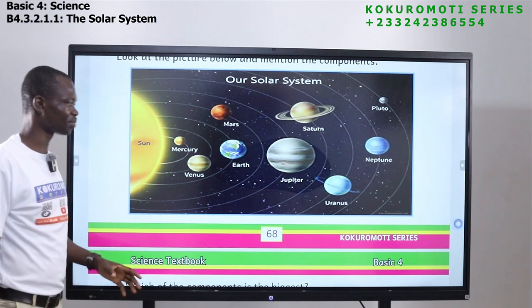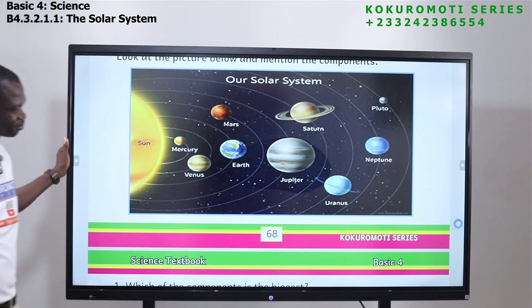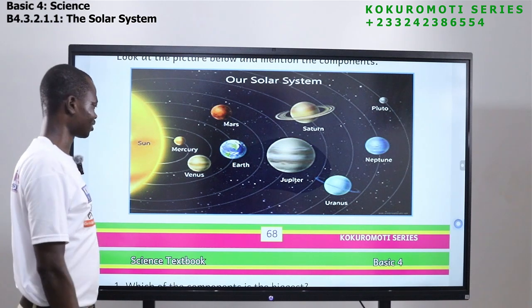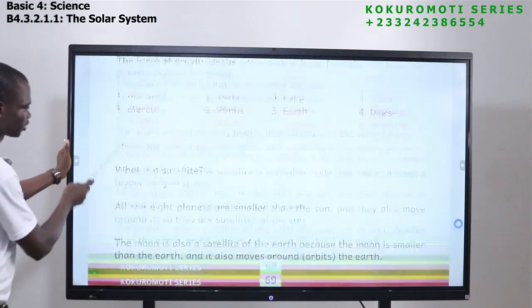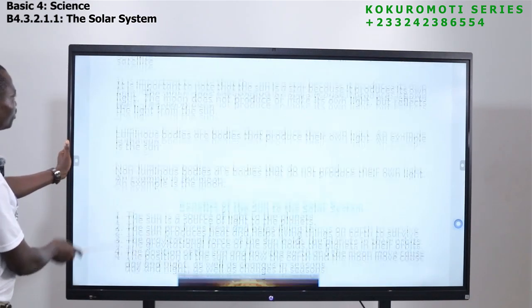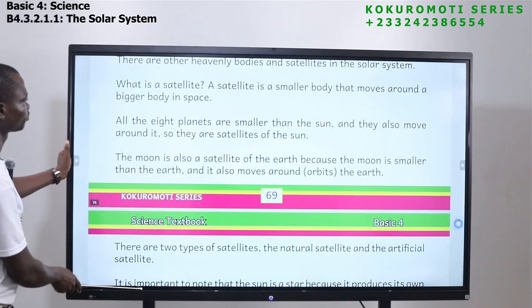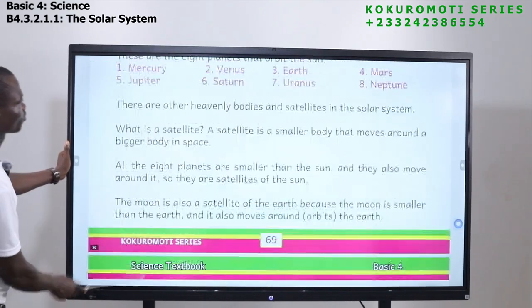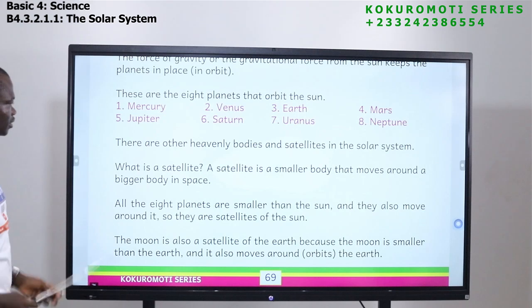The biggest planet is Jupiter. Jupiter is the biggest planet. We will look at all of them, don't worry. Now, let's move on. So we have seen the planets.